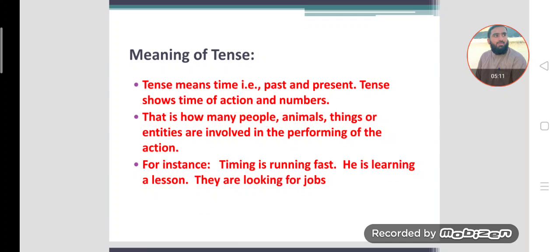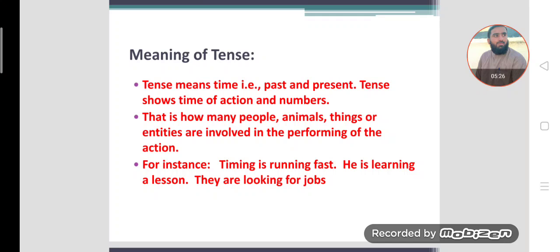Now, what is the meaning of tense? Tense means time, that is past and present. Tense shows the time of action and numbers. So, what is the job of the tense?